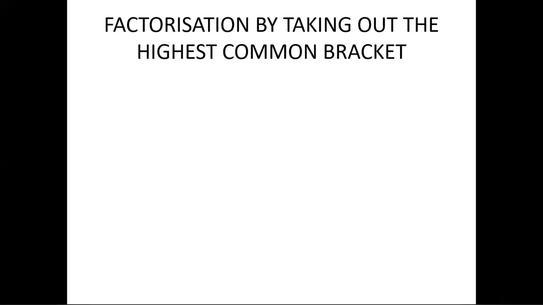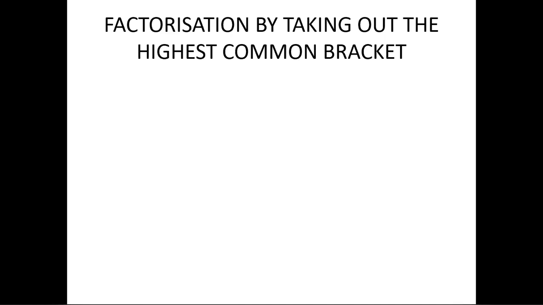Here we will be factorizing by taking out the common bracket. But before you can take out a common bracket, you need to know that we have two terms. The first term is 2 into x minus 1, plus in between, and the second term will be y into x minus 1. You need to identify a common bracket, okay?